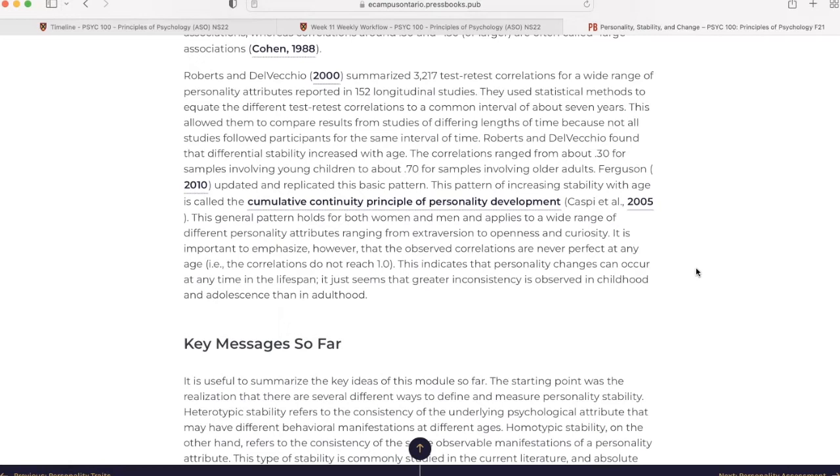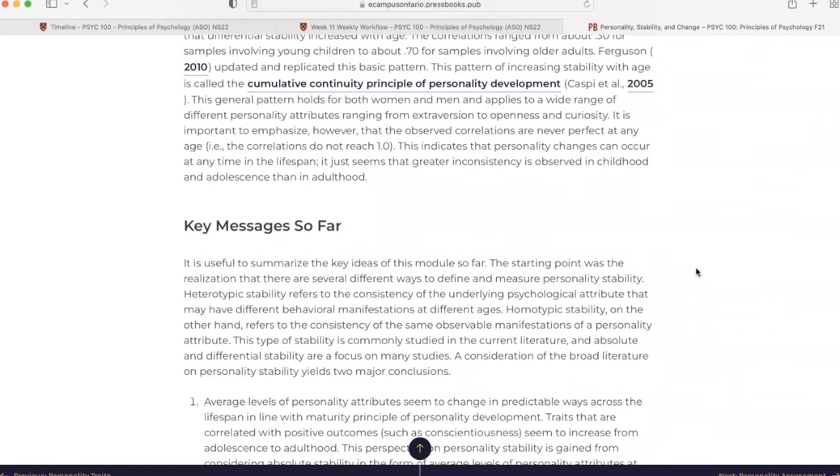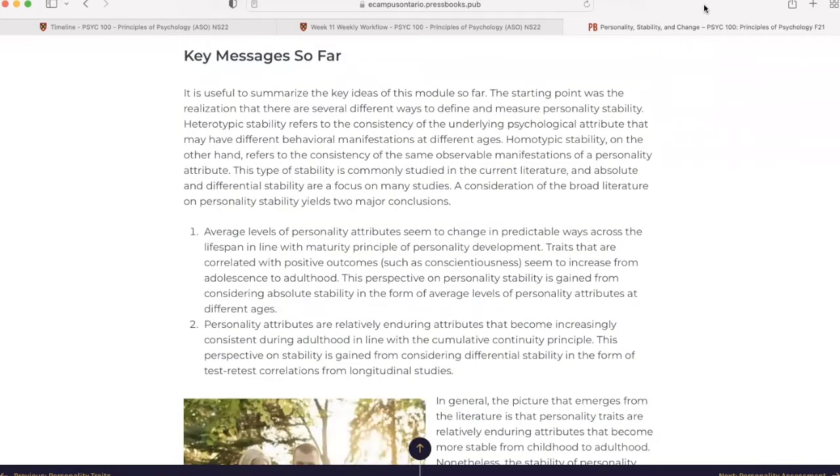It is important to emphasize, however, that the observed correlations are never perfect at any age, i.e., the correlations do not reach 1.0. This indicates that personality changes can occur at any time in the lifespan. It just seems that greater inconsistency is observed in childhood and adolescence than in adulthood. Key messages so far. It is useful to summarize the key ideas of this module so far. The starting point was the realization that there are several different ways to define and measure personality stability.